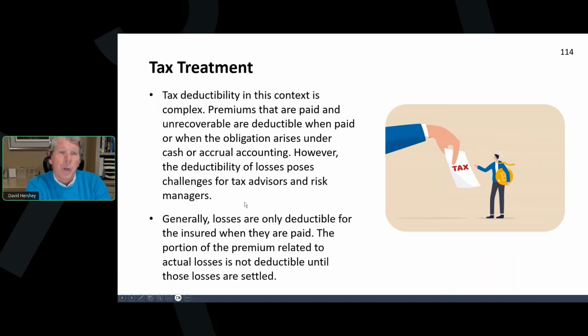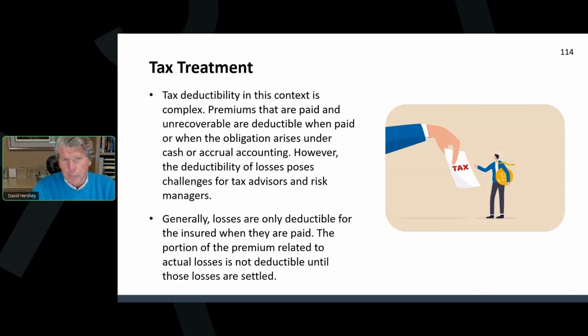Yes. Okay. Tax treatment. Sorry. Premiums that are paid and unrecoverable are deductible. Okay. When an obligation arises under cash or accrual accounting, okay. However, the deductibility of losses poses a challenge for tax advisors and risk managers. Okay.